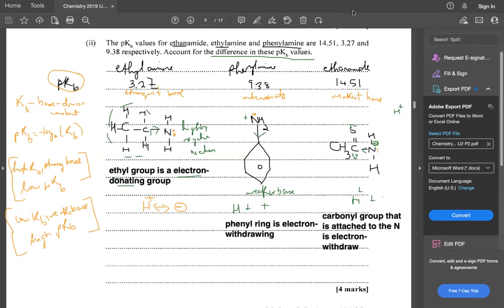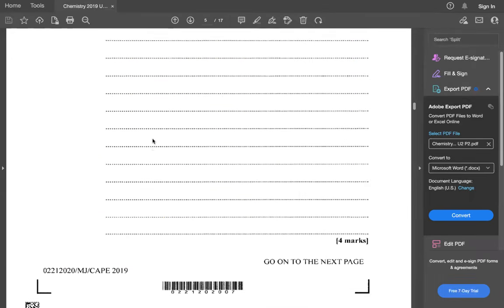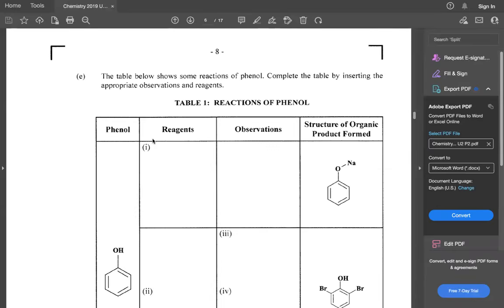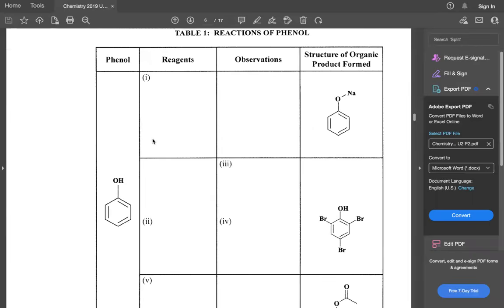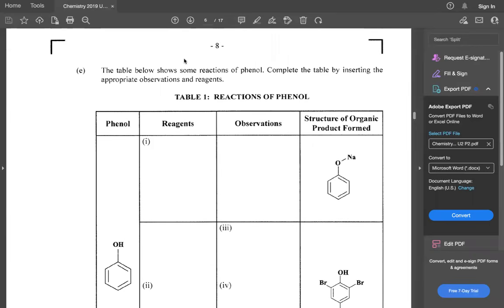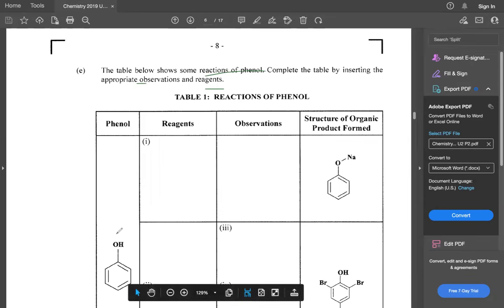So we're going to just stop, clear this now, and then move on to the next question, which is our reactions of phenols. Let's fill out this table with some of the reactions of phenols. We're going to complete the table by inserting the appropriate observations and reagents. So we have our phenol here. Again, this is our aromatic alcohol, essentially, is what the phenol is.